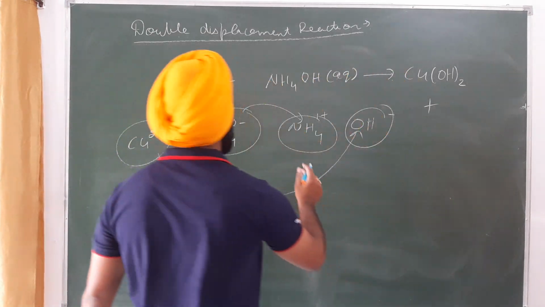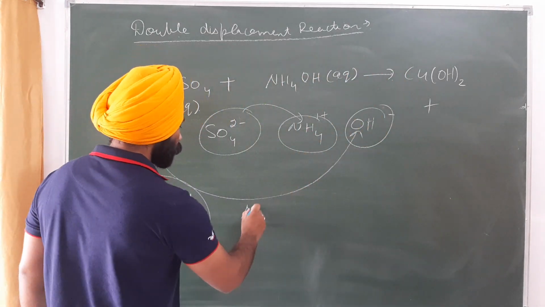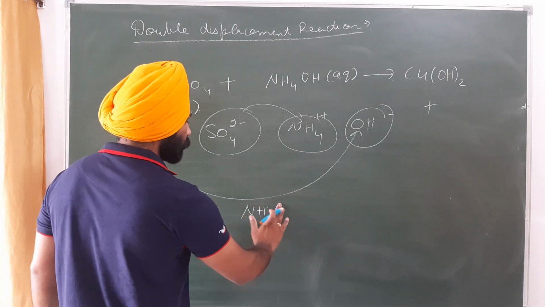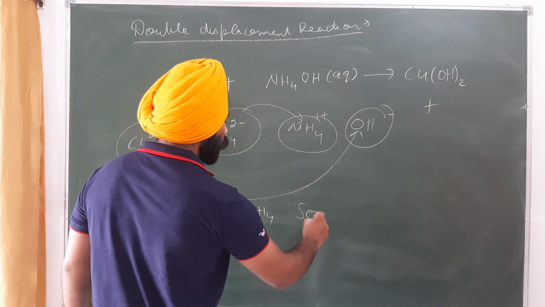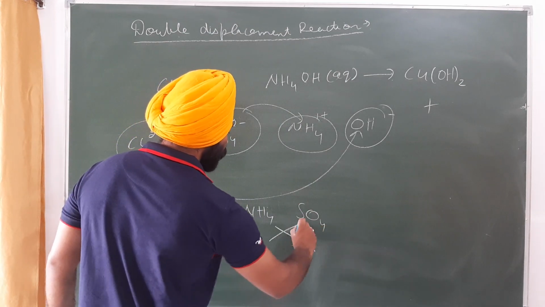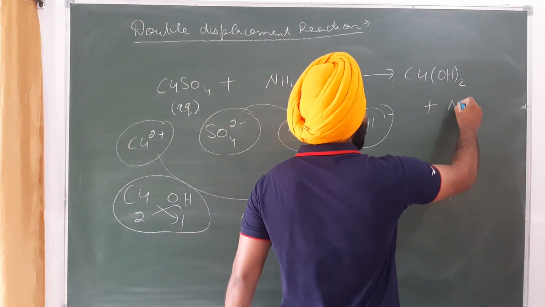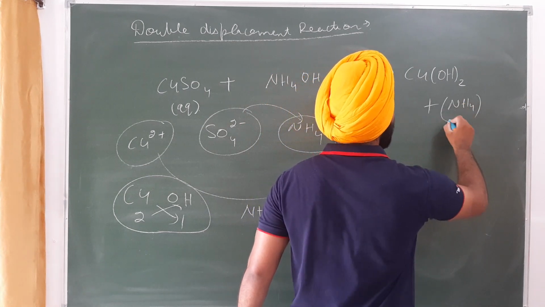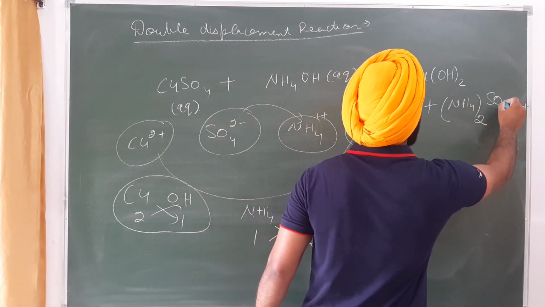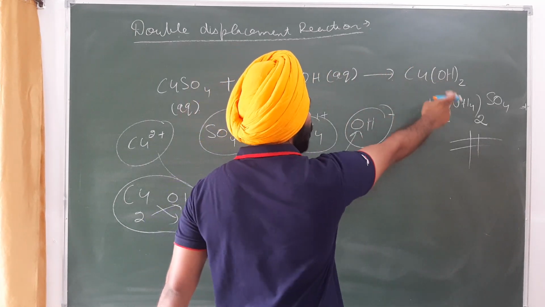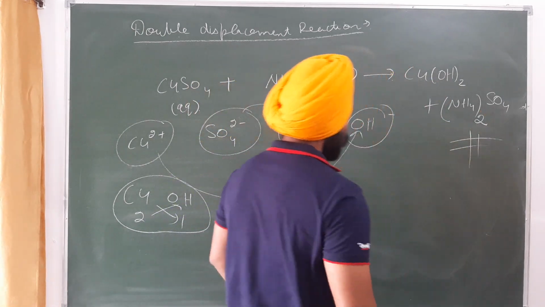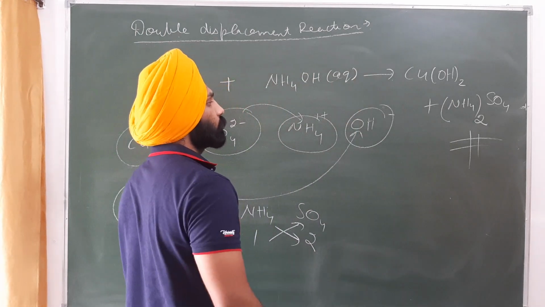And NH4 1 positive, it means NH4 1, SO4 2, and the product will be (NH4)2SO4. Copper hydroxide and ammonium sulfate.